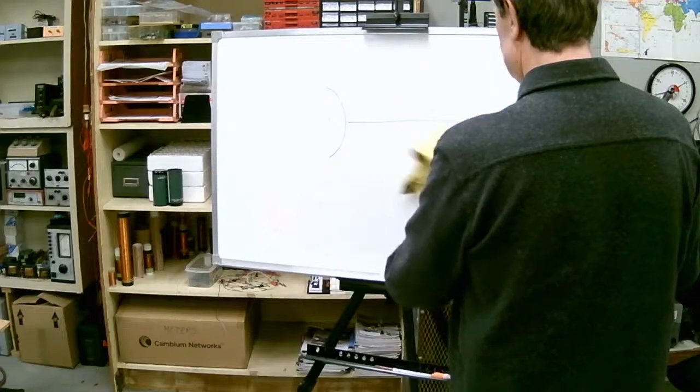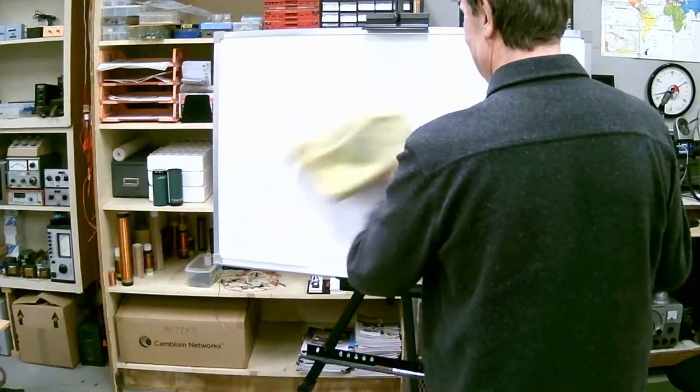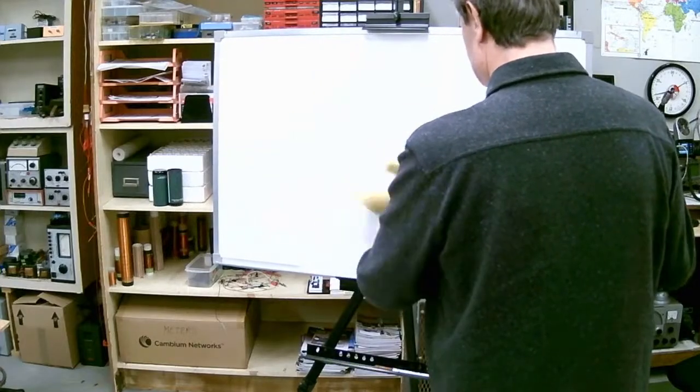And what are the components of that again? Two parabolic antennas and a piece of transmission line in between. Yep.